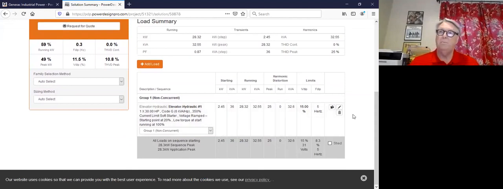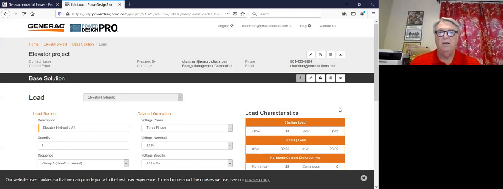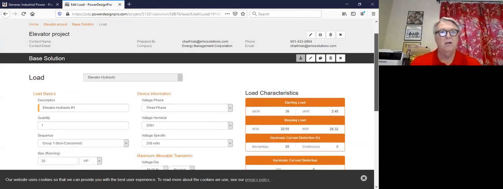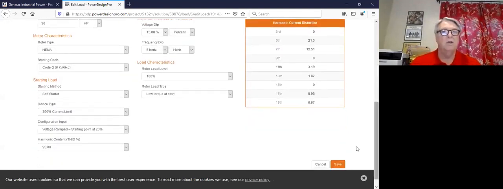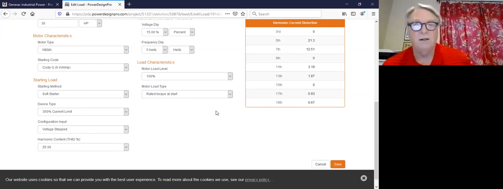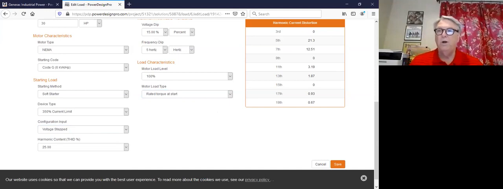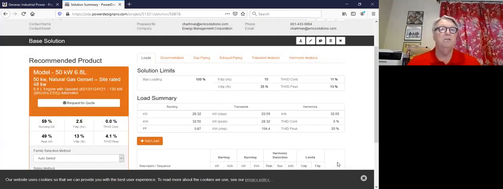But now I'm going to go back. I'm going to use the little pencil, you'll notice over here, and that allows me to go back and change that load. And I'm going to change my voltage ramped to a voltage stepped. I would always use a voltage stepped, and since it's stepped, it's going to have full torque when it gets started. I would always use a voltage step on an elevator. Now remember, we had a 50 kilowatt generator before with a 70 kilowatt alternator. Simply by changing that one thing.